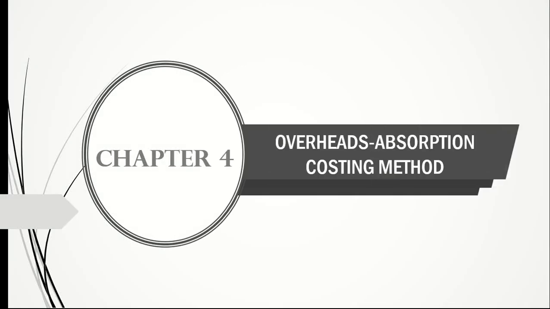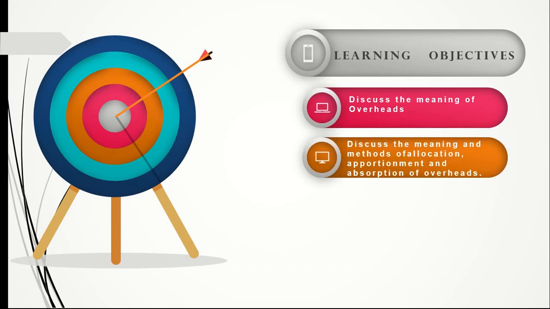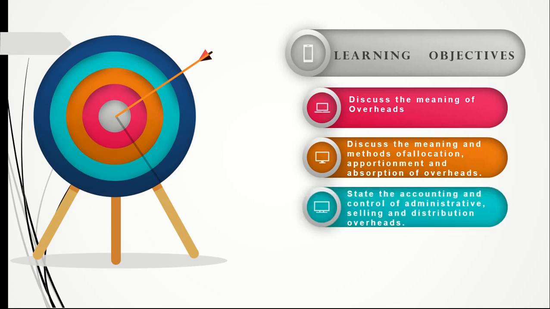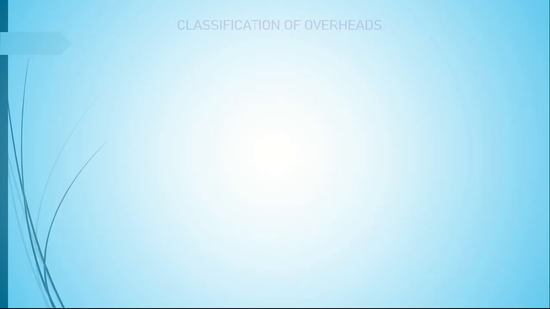Overheads absorption costing method. Main learning objectives: Discuss the meaning of overheads. Discuss the meaning and methods of allocation, apportionment, and absorption of overheads. State the accounting and control of administrative, selling and distribution overheads. Discuss and apply the various methods to calculate overhead rate.